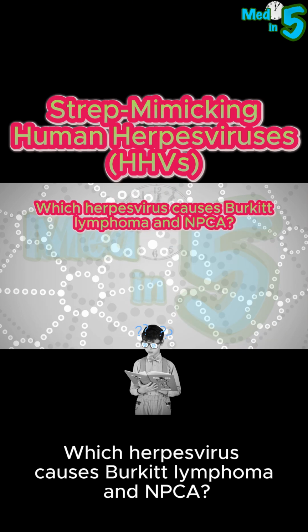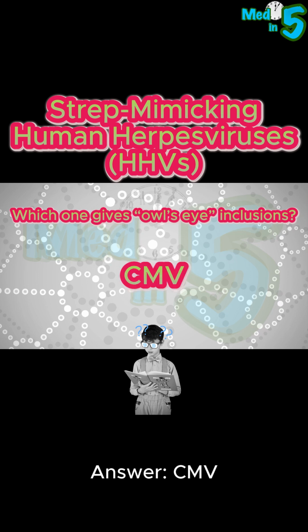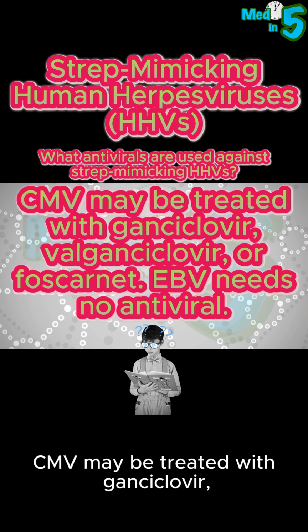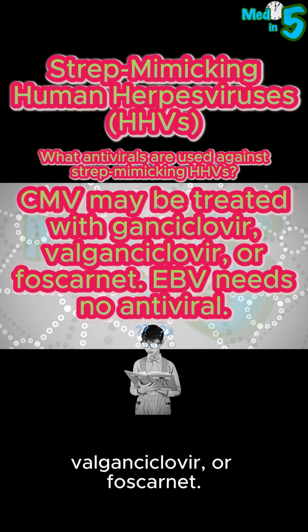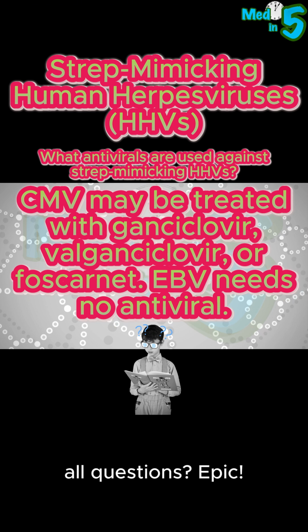Let's review. Which herpes virus causes Burkitt lymphoma and NPCA? Answer: EBV. Which one gives owl's eye inclusions? Answer: CMV. What antivirals are used against strep-mimicking HHVs? CMV may be treated with ganciclovir, valganciclovir, or foscarnet. EBV needs no antiviral. Nailed all questions?